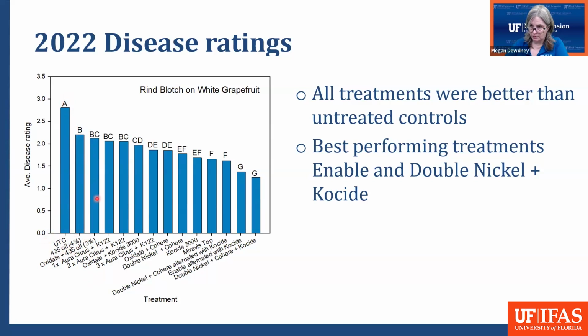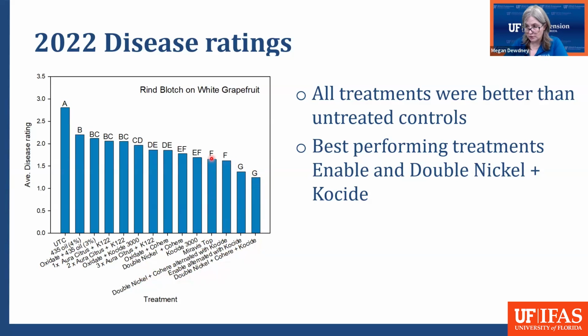We looked at oxidate and all the Aura citruses. They don't do particularly well, but we do get excellent control from Enable alternated with Coside, and then the double nickel, Cohere, and Coside treatment. Also pretty good control with the alternate with Coside. So if you wanted to save money or you just want to reduce the amount of copper, that looks like a pretty good alternate.